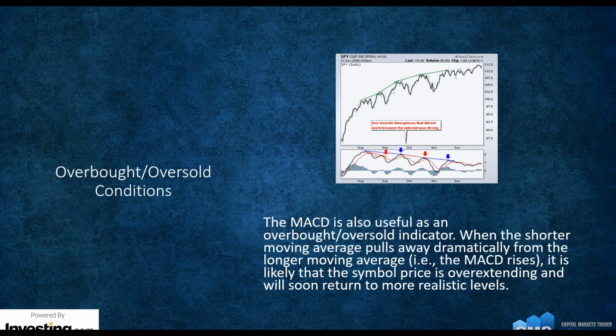Or if you're in that market, it might be telling you it's time to sell out of that market. So when the shorter moving average pulls away dramatically from the longer moving average, the MACD rises, it is likely that the symbol is overextending and will soon return to more realistic levels. So in other words, when we can draw a trend line over top of the MACD line, and we're showing the MACD line has either risen significantly or fallen significantly, it's telling us that asset might be overbought or oversold.